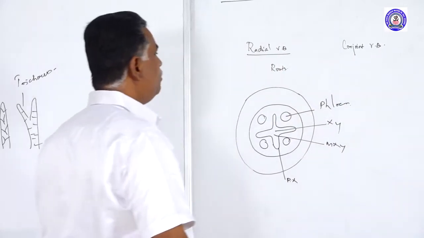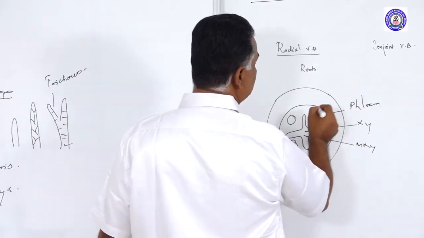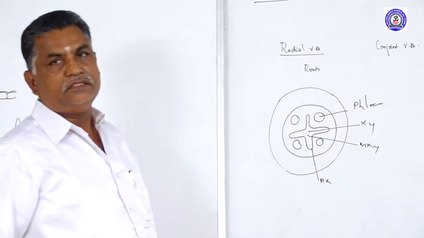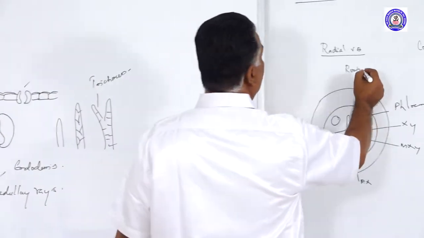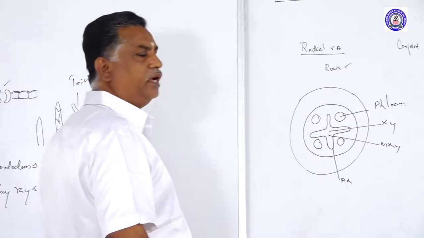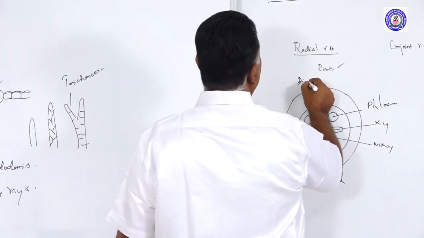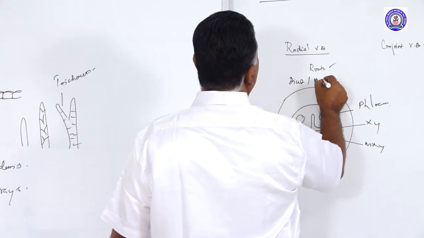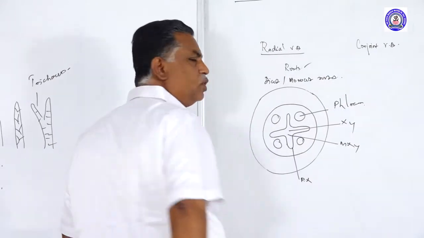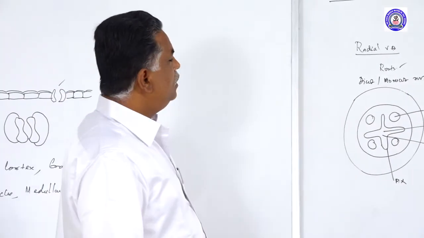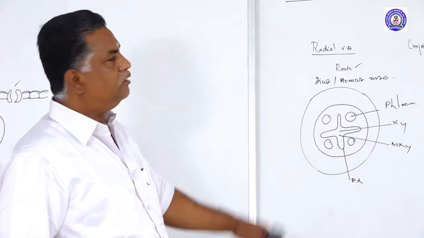In the radial vascular bundle, xylem and phloem are arranged in different radii. Such vascular bundles are called radial vascular bundles. We can take any dicot and monocot roots. Now we can draw the monocot root also, but this is enough.